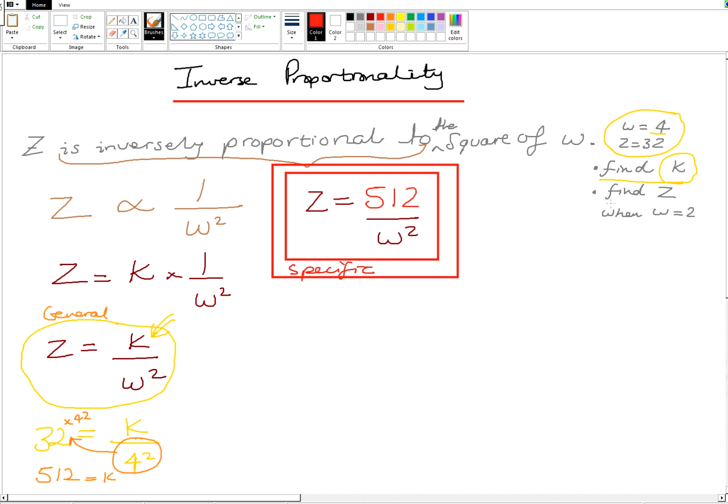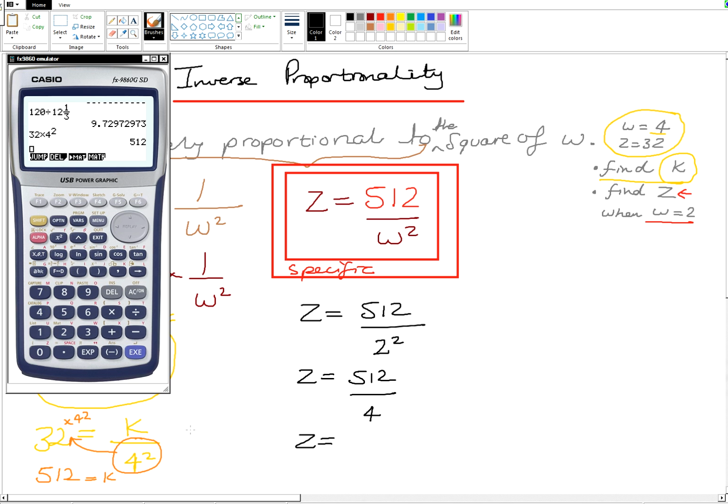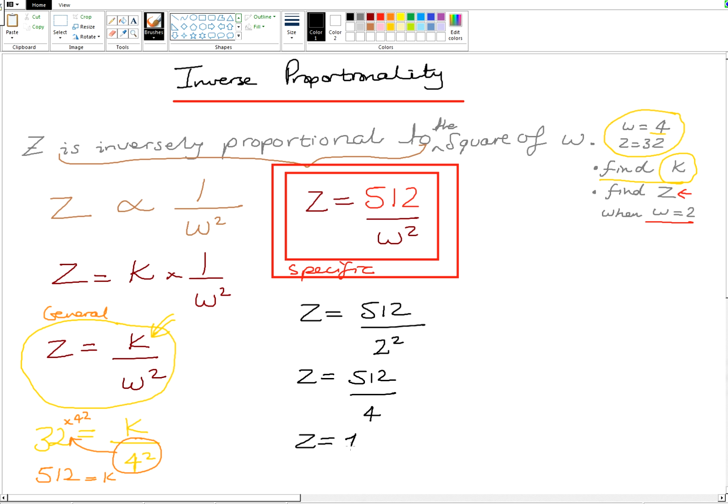The question states: find Z when W is equal to 2. So let's put those values into the question. Z is equal to 512 divided by W squared, which is 2 squared. So Z is equal to 512 divided by 4, which is the same as 512 divided by 2 divided by 2. We punch that in, and that gives us an answer of 128. That's the first part.